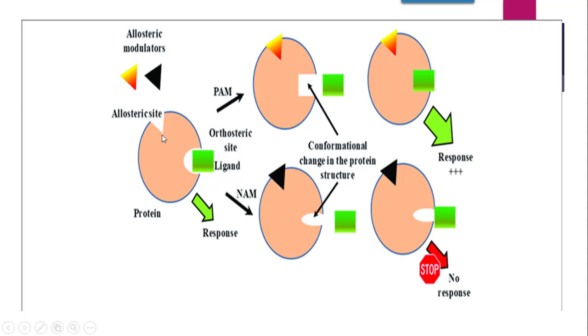This is the allosteric site where modulators will bind. Now this is PAM and this is NAM. So what is this? PAM is positive allosteric modulator and NAM is negative allosteric modulator. What happens in case of a positive allosteric modulator?